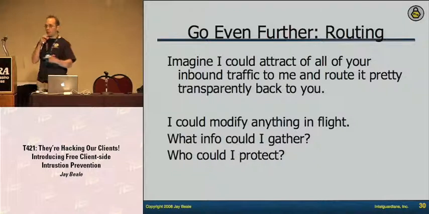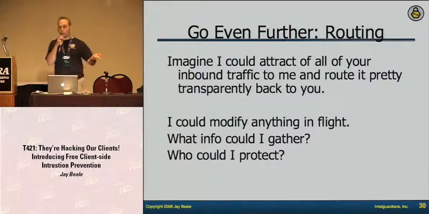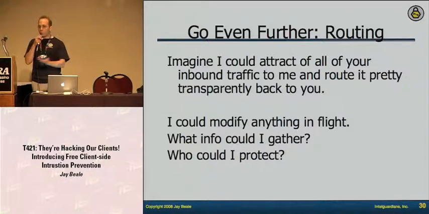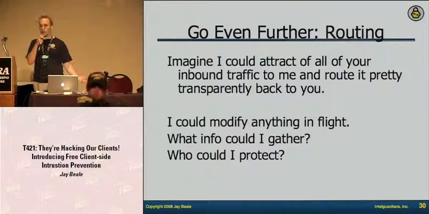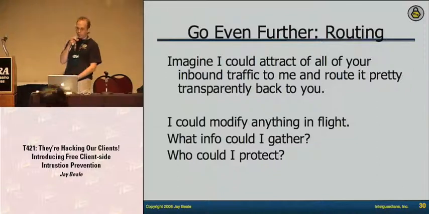If you own DNS, if you own routing, if you own local routing like ARP, if you start watching all the user agent strings, you can actually protect people quite a bit. You could also modify the requests in flight. You can do whatever you want. Redirecting gets easy. This is why we go to coffee houses and end up in captive portals.